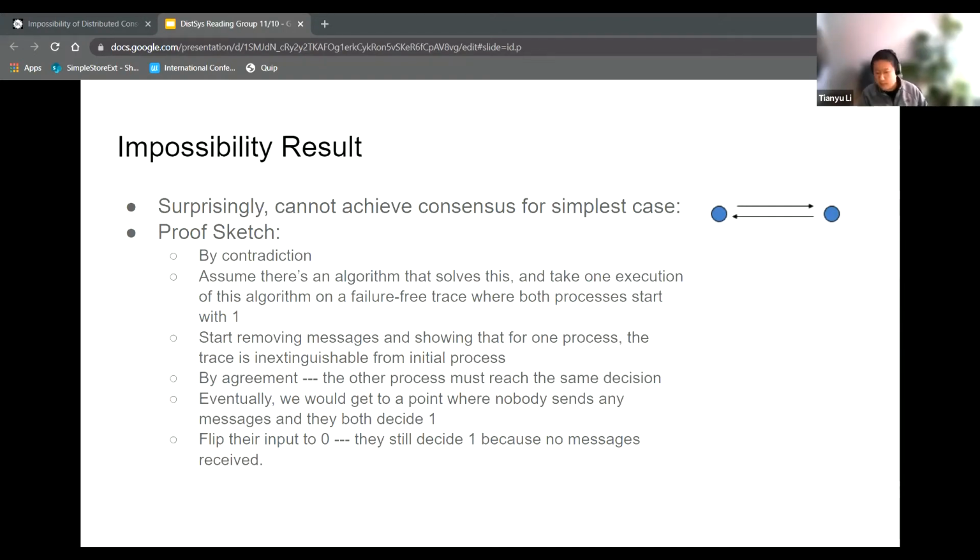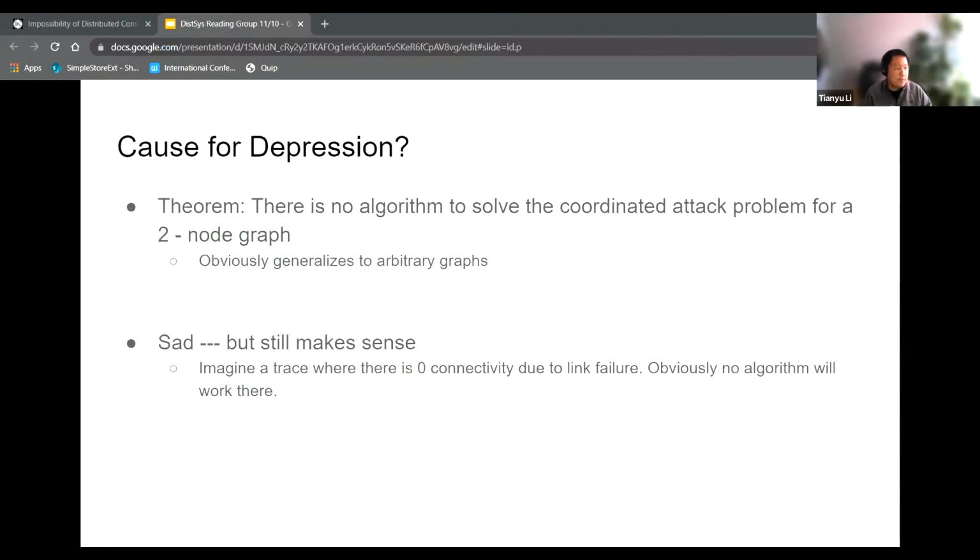And you can keep doing this trick of removing messages until the two processes don't actually communicate with each other at all, and they still reach the same result. At that point, you just flip their input value and be like, oh, you can't possibly decide on something different because you're a deterministic algorithm. And that would lead you to a contradiction that shows this is not actually possible, right?